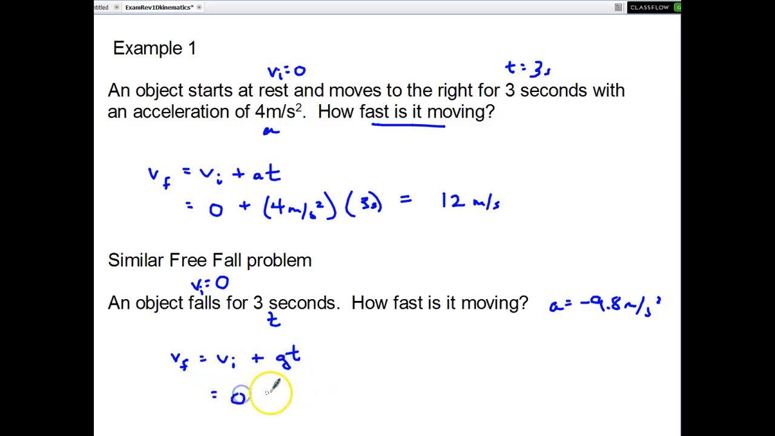And so the initial velocity is 0, and the acceleration is negative 9.8 meters per second squared, and the time is 3 seconds. And if I estimate in my head, that's going to be very close to negative 30. And usually when I'm working problems, I use 10 for g, but since we're doing a class, the answer is negative 29.4 meters per second.